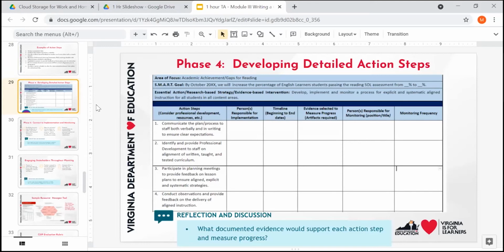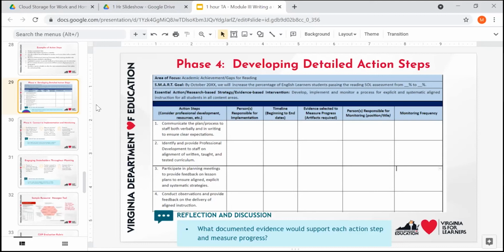And then you can see we listed just some potential action steps, right? So as you're thinking through your action steps, you're identifying who's responsible for implementing, what that timeline is going to be, who's going to monitor, when are we going to monitor? You're thinking through all of those things as your team. You also want to look at that middle column, evidence selected to measure progress. So what artifacts are you going to look at and when to know that you're making progress towards your SMART goal?